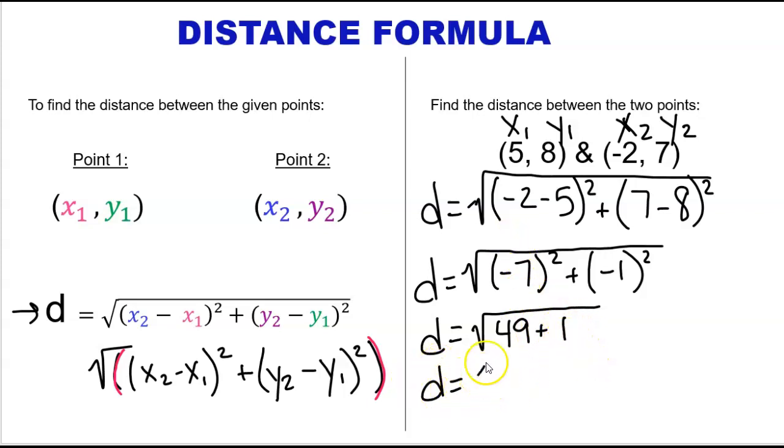So our distance is going to be the square root of 50. And you could put that into the calculator. So just the square root of 50. The distance ends up being 7.07.